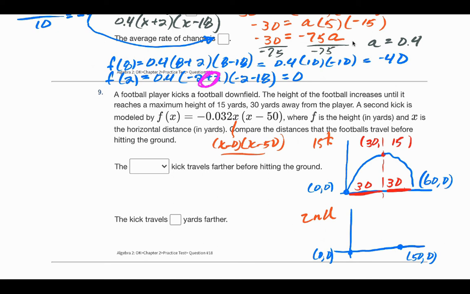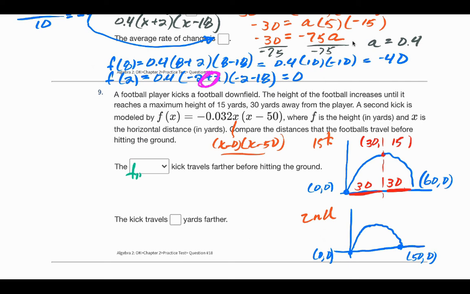saying that it's going to go, again, we know it's going to be a parabola shape. We don't know what the vertex is. We could find it if we needed to, but we don't have it right now. But do we need it? I don't think so, because what they're asking us is which one travels farther before hitting the ground. So if we look on the first one, it travels 60 yards when it hits the ground. And then on the second one, it travels 50 yards when it hits the ground. So we know that the first one travels farther.